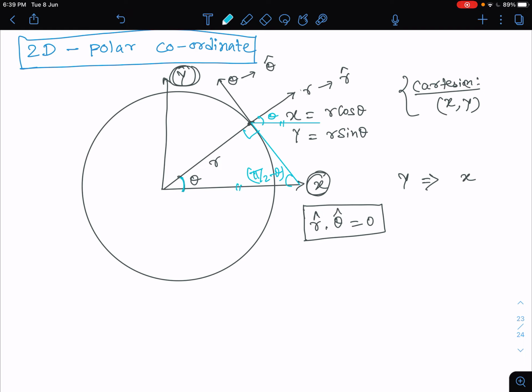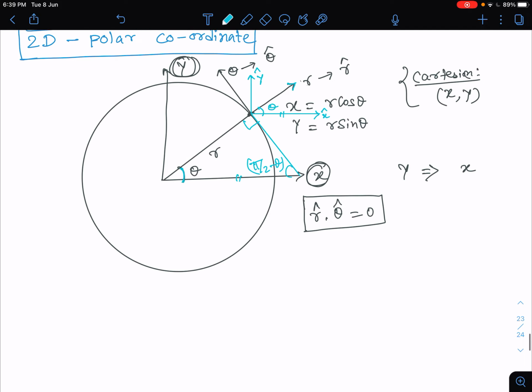So if you want to break this r component-wise, that is one component parallel to x and another parallel to y, then what is our r? r is r cos theta x cap plus r sin theta y cap, right?